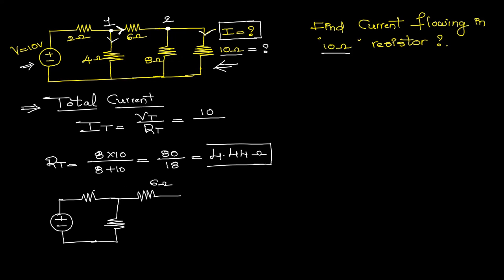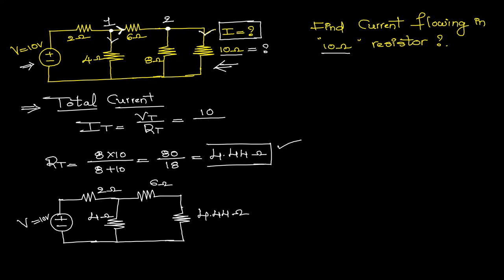So this is 6 ohms, this is 2 ohms, this one is 4 ohms, and V is equal to 10 volts. Now, instead of this parallel combination of 8 and 10 ohms, I am going to place the resultant value like this. Just see here. The resultant of this parallel combination is 4.44 ohms.